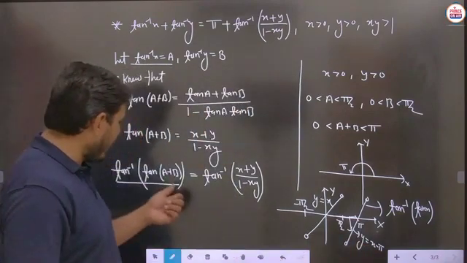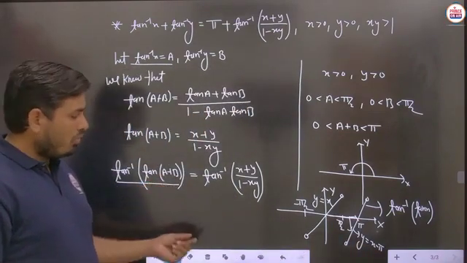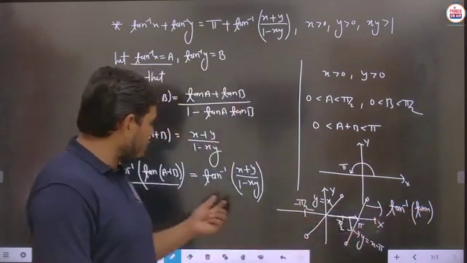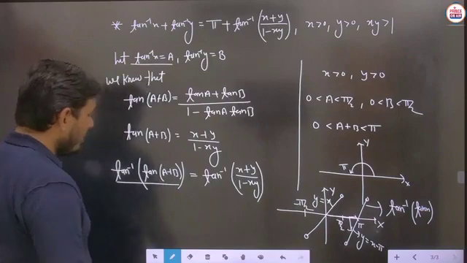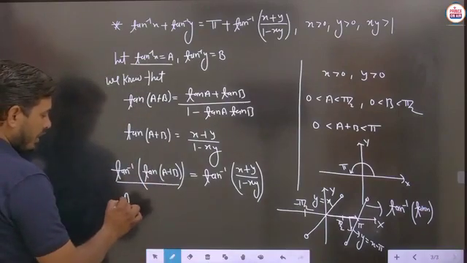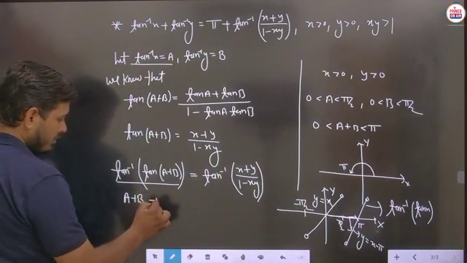x is what? x is here a plus b. So here tan inverse of tan x. In this case, this x will become a plus b. So this y will become a plus b minus pi. So definitely this result will be written as a plus b minus pi.